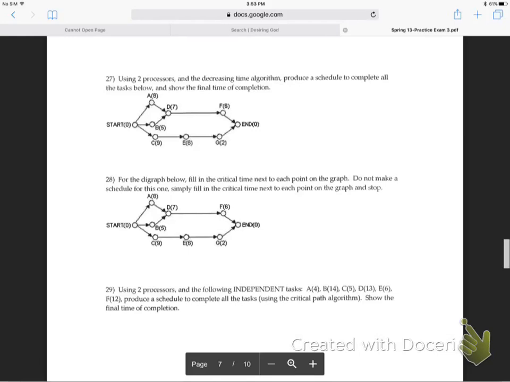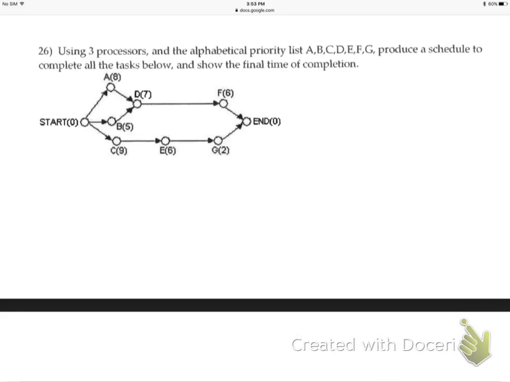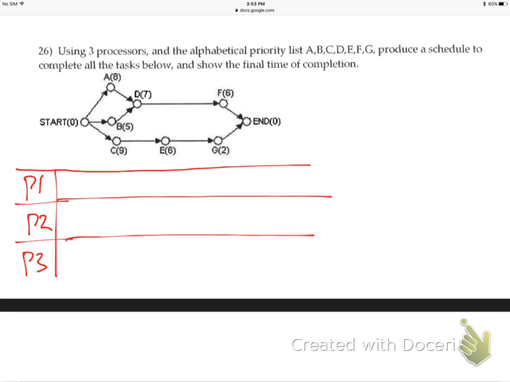Well, I should have made that bigger. It's got 3 processors. Okay, 3 processors, number 26. So I'm going to do processor 1, processor 2, processor 3. This is very much the way the real exam will be. I've given you 1 with 2 processors, 1 with 3 processors that are just like alphabetical order, and then 1 with 2 processors that's decreasing time, and then 1 critical path, right? And then 1 with independent at the very end. And then 1 where you had to draw your own diagram, right? That's almost exactly the way the real exam is, just testing the different kinds of things we did.